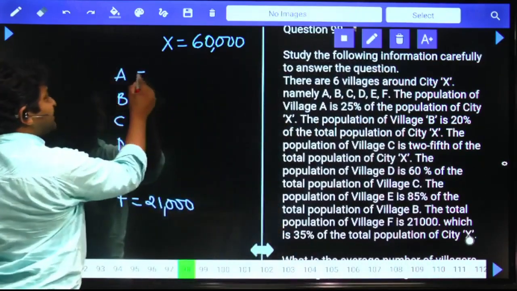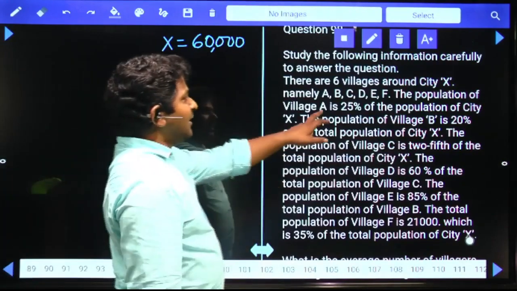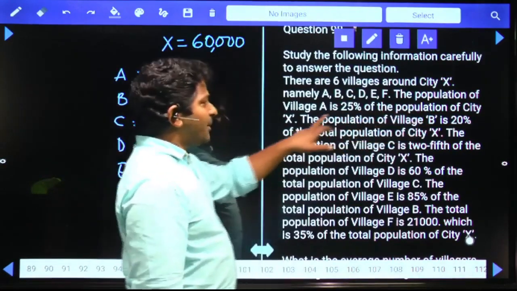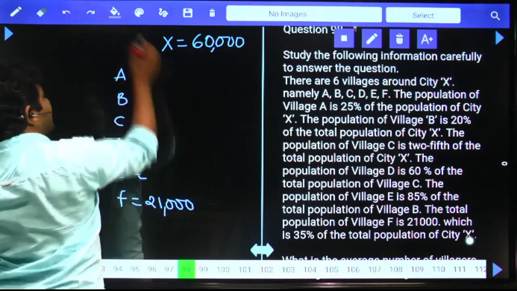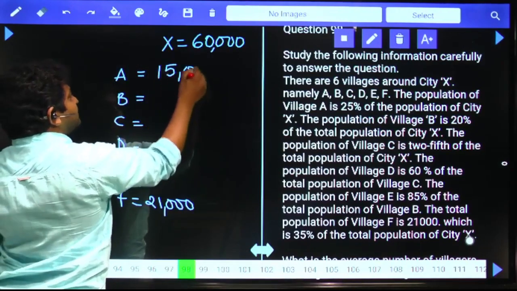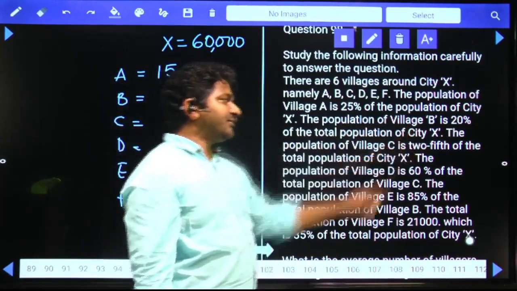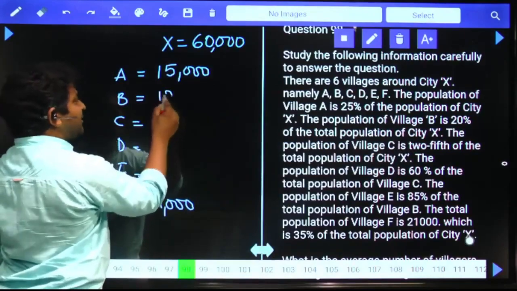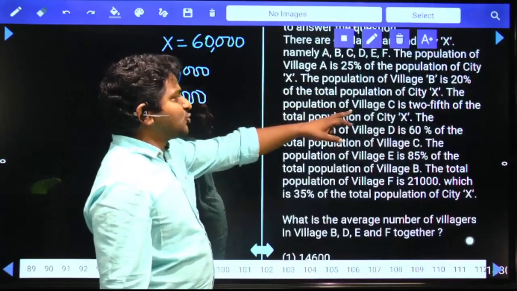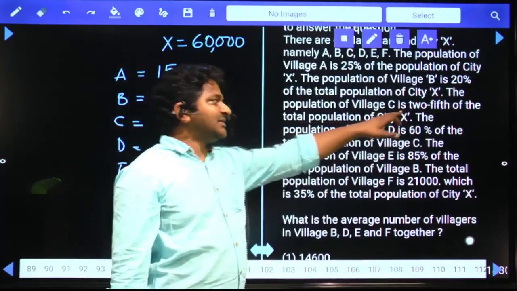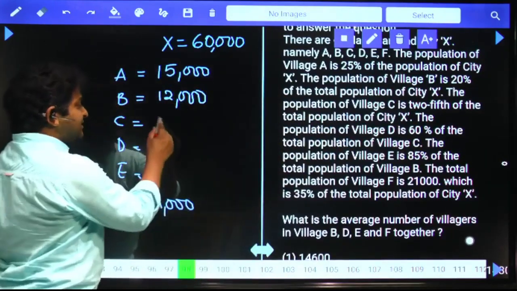Now, city X population we have, let's see from the beginning. The population of A is 25% of the population of city X. 25% means 1/4 of this number, that is equal to 15,000. Half and half of the number. The population of village B is 20% of the population of city X. 20% of this number, that is 12,000. Next, the population of C is 2/5 of the population of city X. 2/5 means 40%. Already we know 20%. 40% means 24,000.